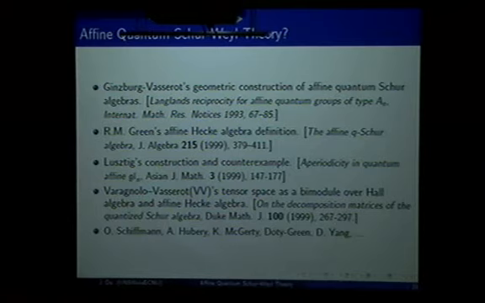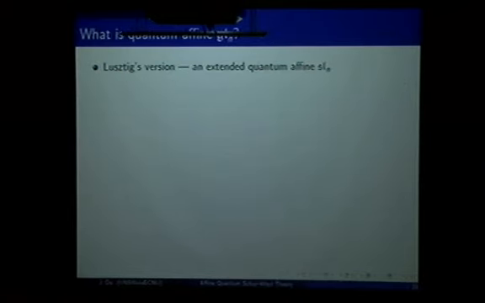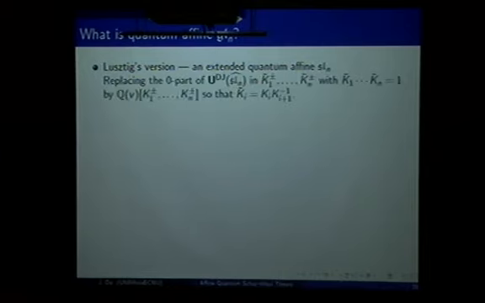But anyway, we tried to approach this question now. We found some ways. So let me mention the quantum affine gl_n versions. First of all, Lusztig has a version. This maybe should not be called quantum affine gl_n. I call it an extended quantum affine sl_n, because you have the quantum affine sl_n, then you extend the zero part by extra generators. Then you will get Lusztig's so-called quantum affine gl_n.